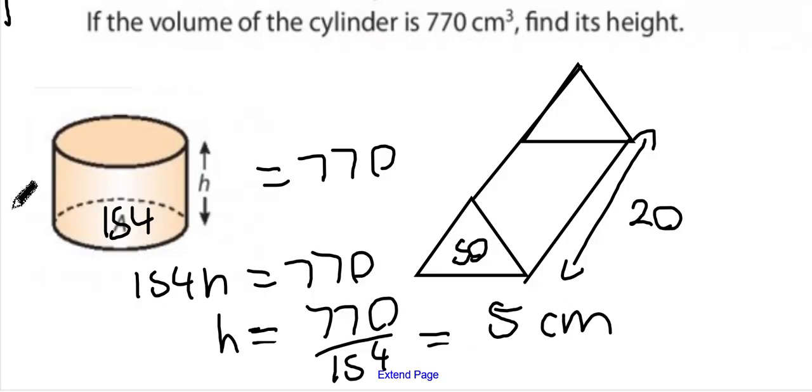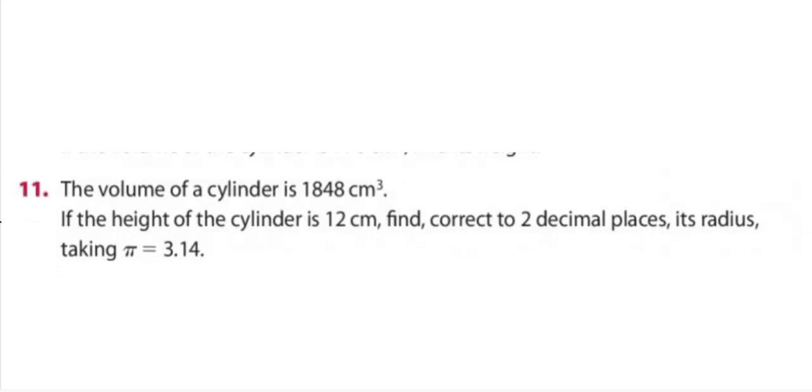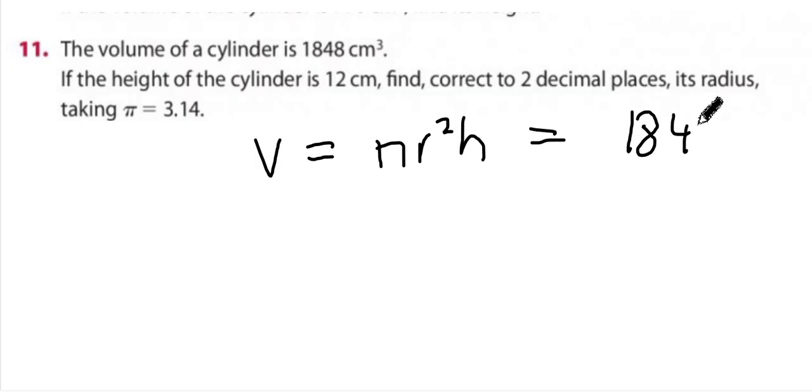Okay, excellent. Now, what we're going to do next is go to question 11, is it? So this is the same deal, right? Formula equals pi r squared h, and that has to equal 1,848. Now the deal is, what do we replace pi with? The goal of the question is the radius, which I'll write in a different color. That's why it's in a different color.